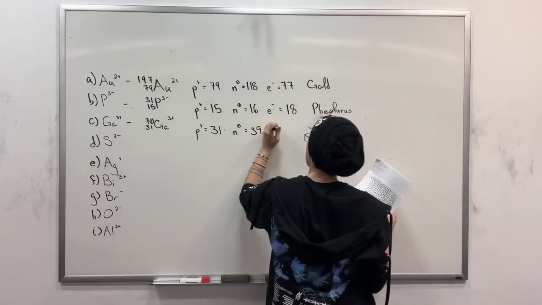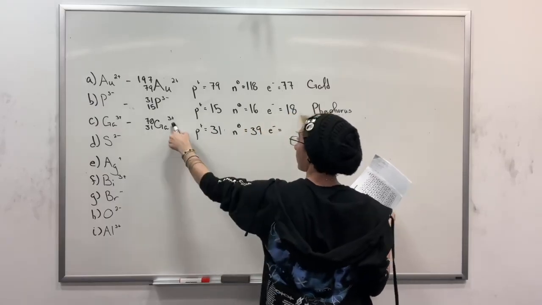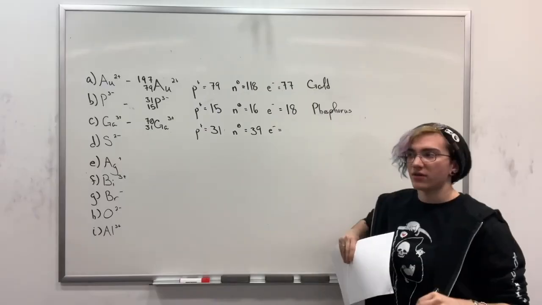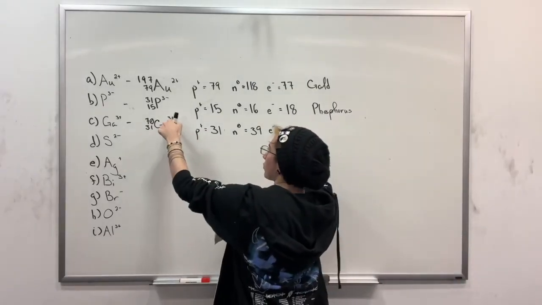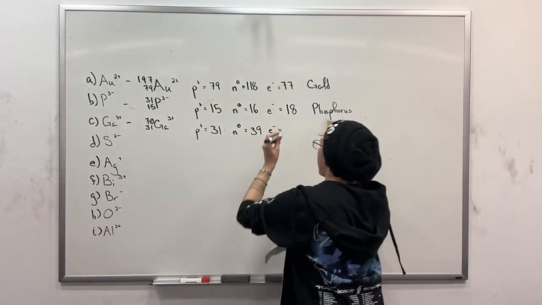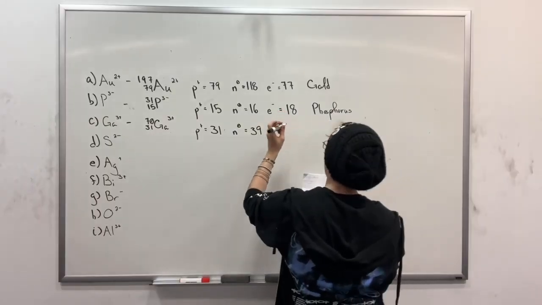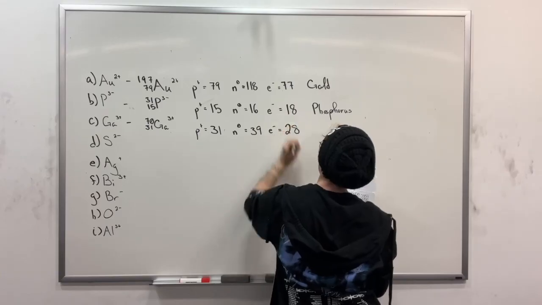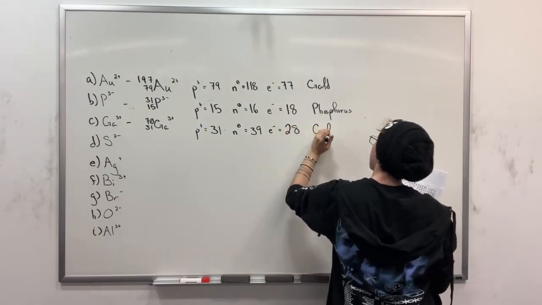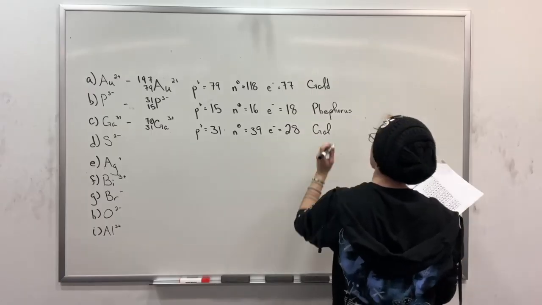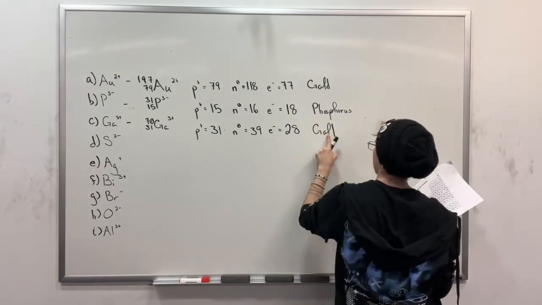And electrons, we have a positive charge on our ion, so it has to have more protons than electrons. 3 plus means 3 more protons than electrons. And so we only have 28 electrons on gallium. I forget if gallium has 1 L or 2. I'm going to put 2.